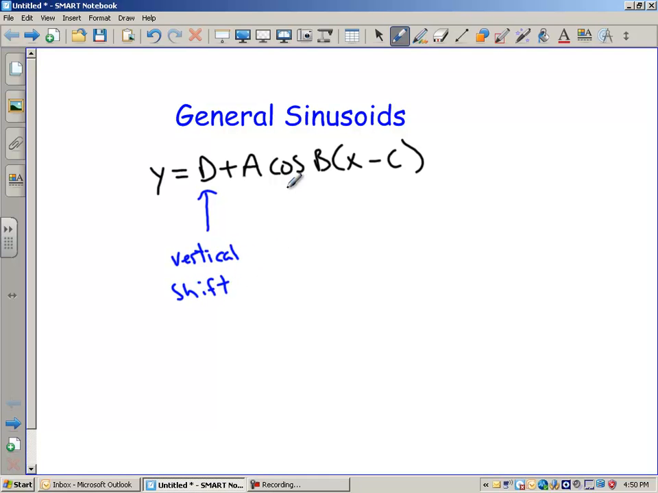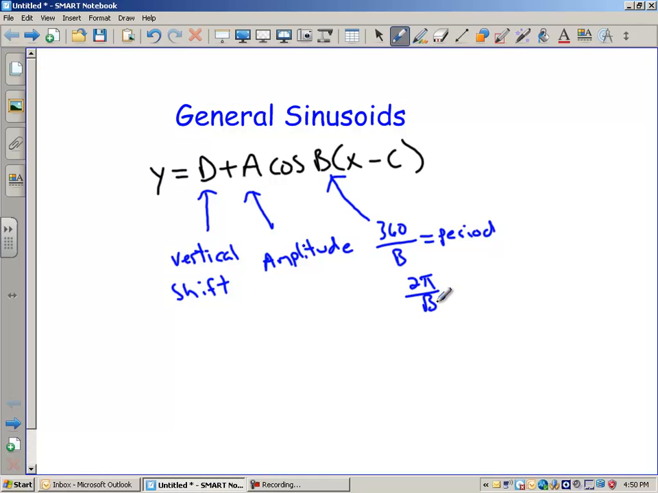If we have a number in front of the sine or cosine, this is called the amplitude. Then if we have a number in front of the x, and in our case it's going to have to be factored out of the parentheses because we're adding in what's called a phase shift, this is how we find a period. So I'm going to write that 360 divided by b is equal to your period. You could also do the same thing in radians: 2 pi divided by b is equal to the period.